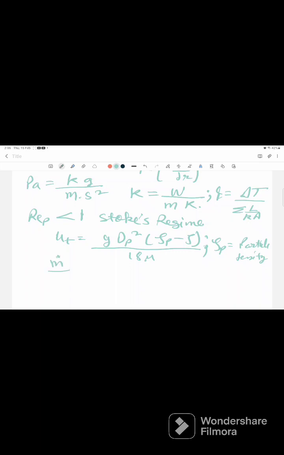M by A is u rho, and rho u is defined as G with another notation. M is u rho times area.